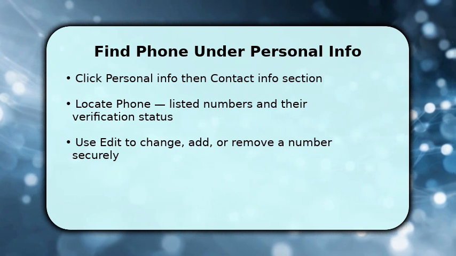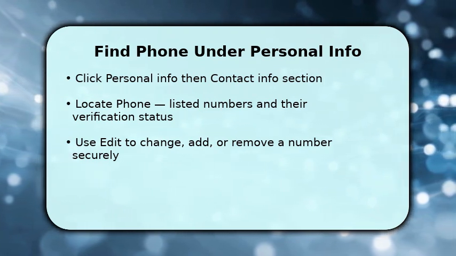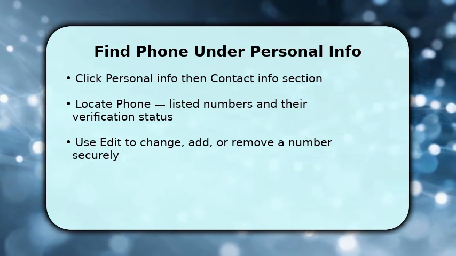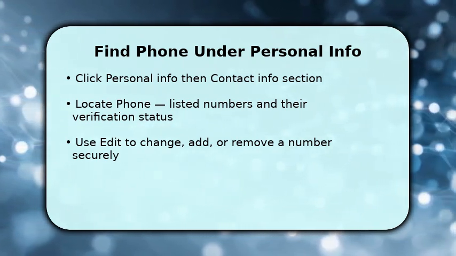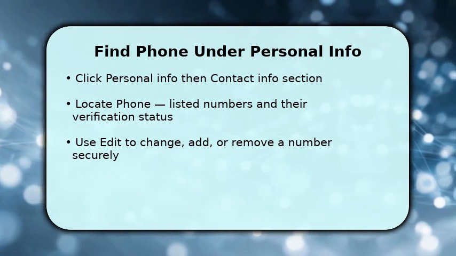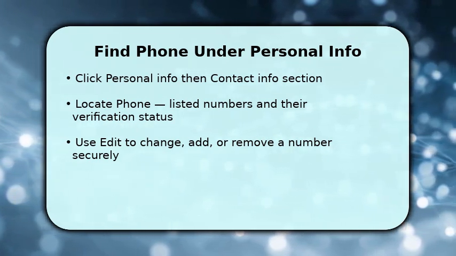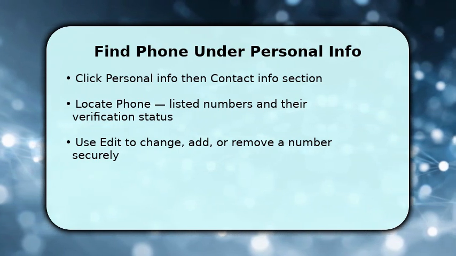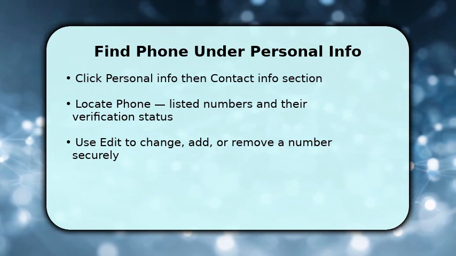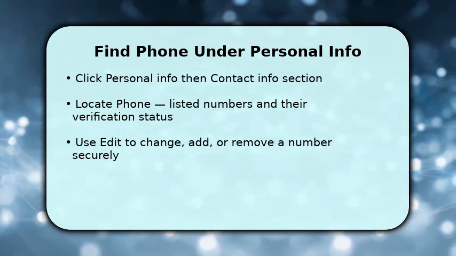You'll see each number, its label: Work, Home, Mobile, and whether Google has verified it. That verification matters for account recovery and two-step verification. If you want to remove or update a number, choose Edit and follow prompts. Google will often re-verify any change. Keep in mind why a number is listed, recovery versus two-step, because each serves different security roles.